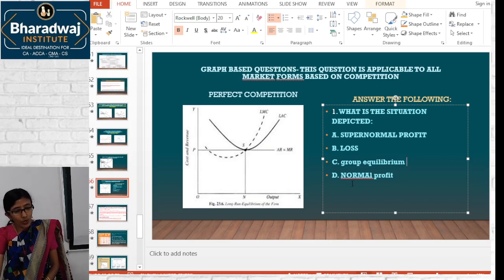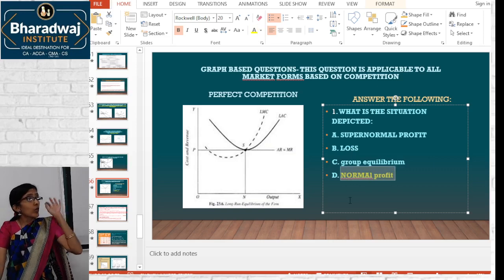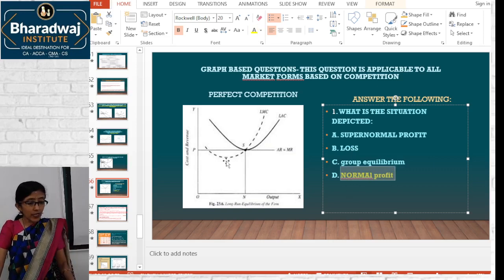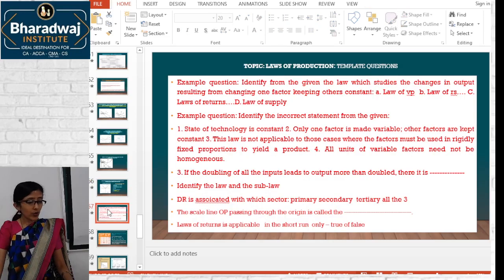We will still choose only normal profit because group equilibrium normal profit belongs to monopolistic competition only. Here we are depicting a perfectly competitive model where AR is equal to MR as a straight line parallel to the x-axis. Is that clear? Okay. So we are going to laws of production. I will give you a break now. And some more questions on market structure I will ask from the book, just to do as an exercise. Is that fine?